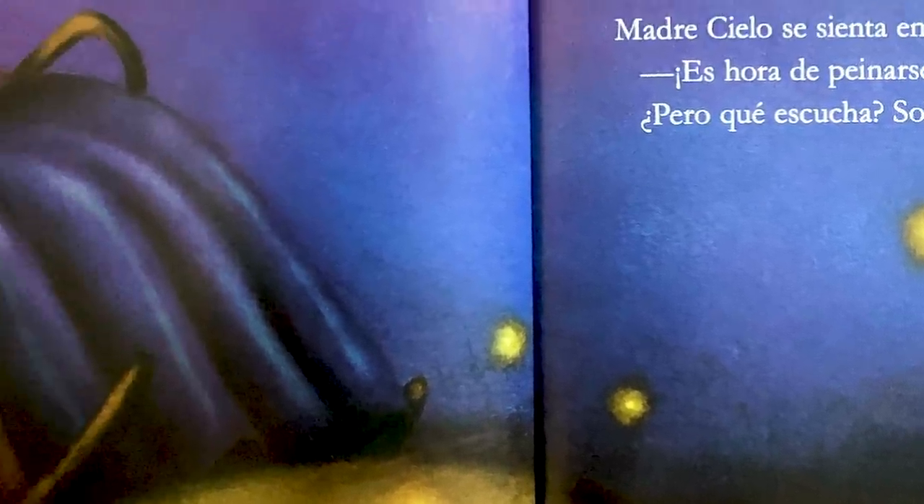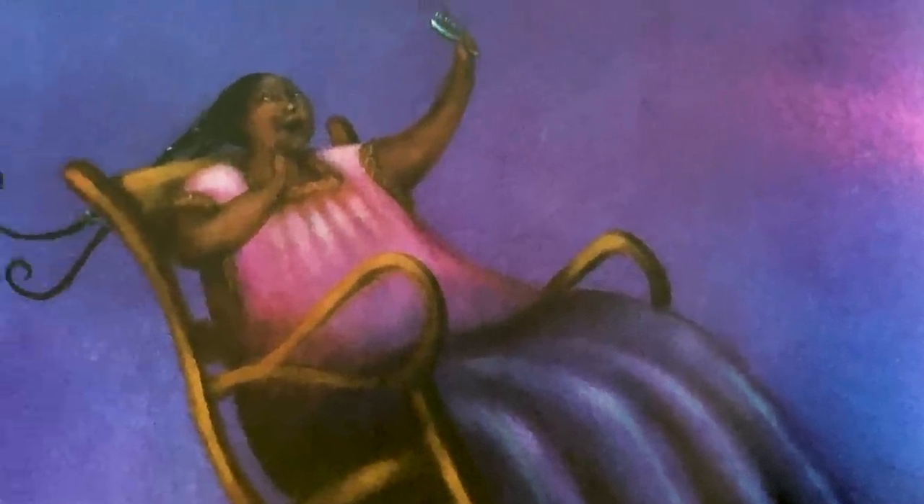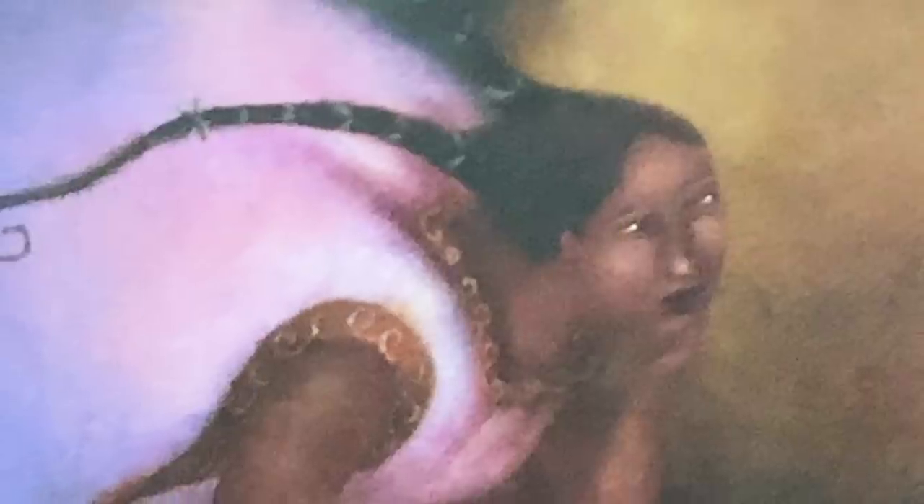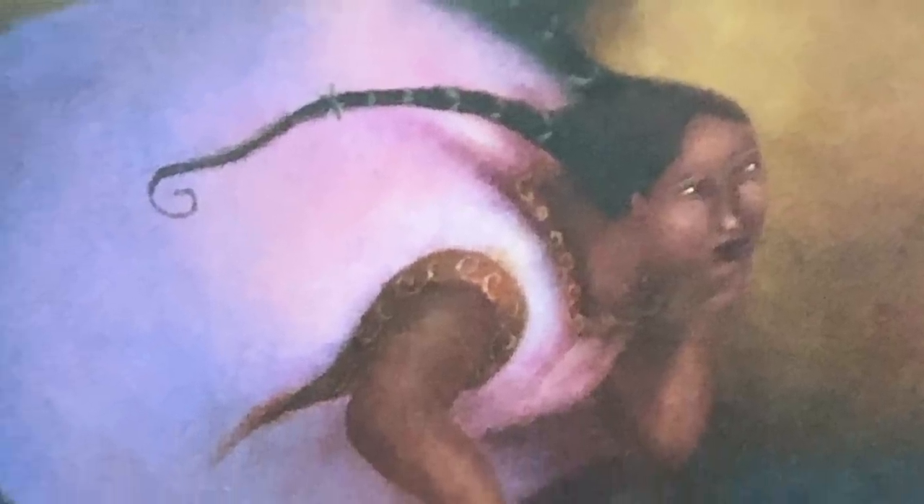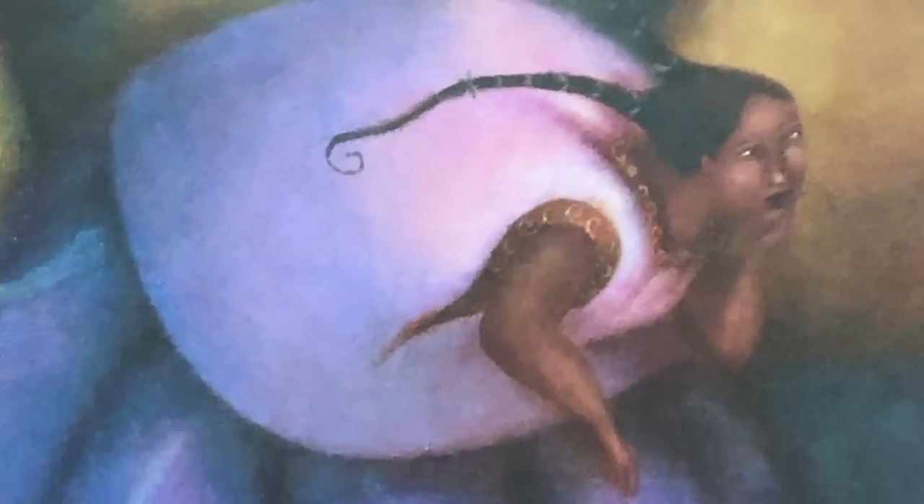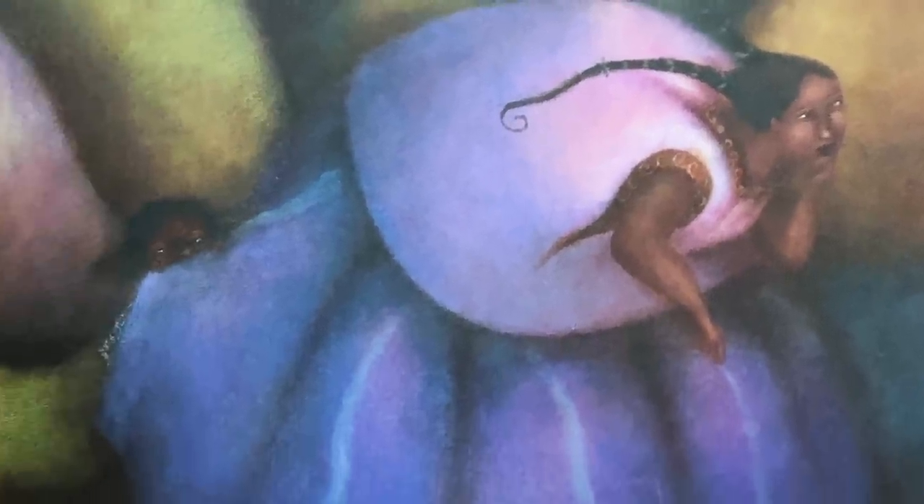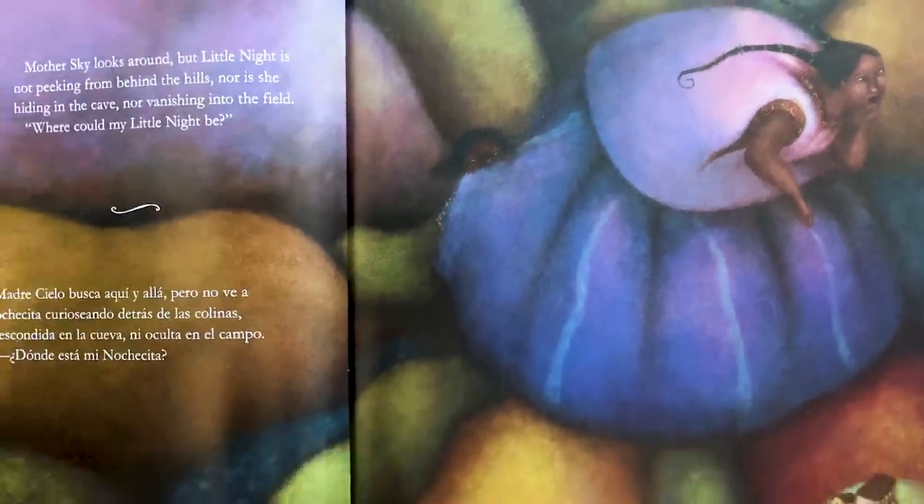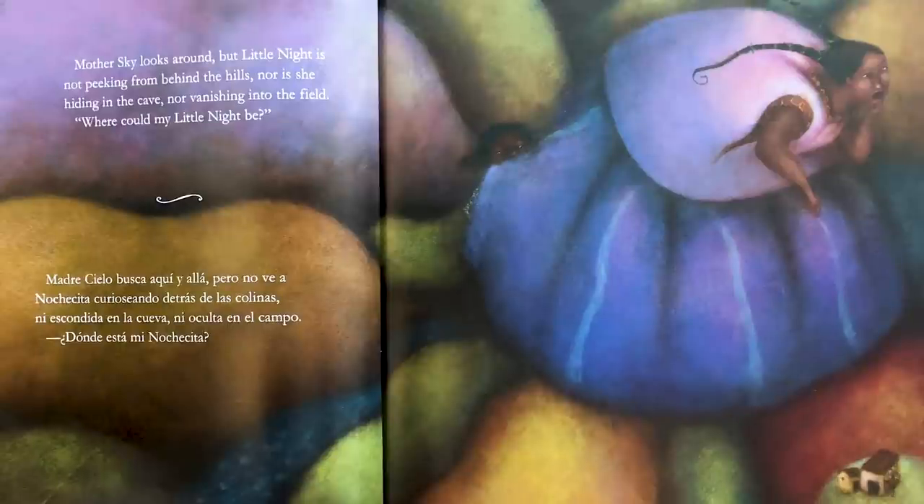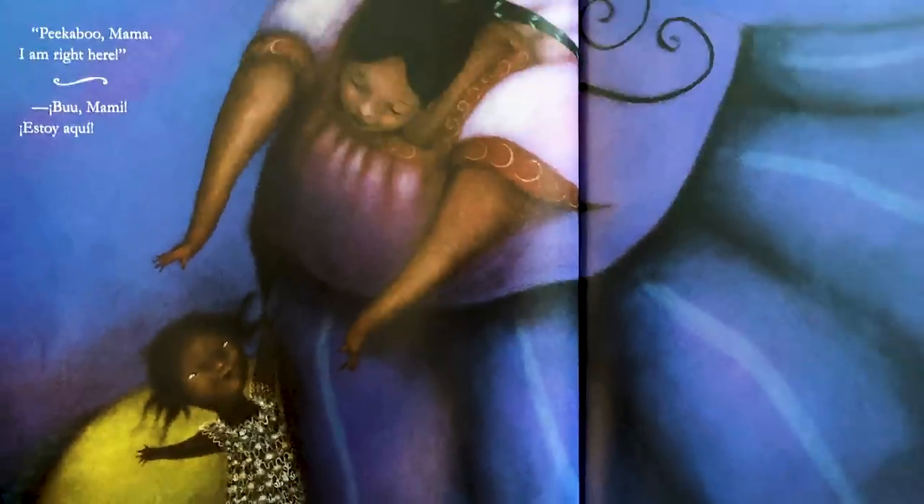As fireflies and moths come out, Mother Sky sits on her rocking chair, waving her comb. She calls, "Time to comb your hair, little knight." But what does she hear? Only the hushing of the balmy wind. Mother Sky looks around, but little knight is not peeking from behind the hills, nor is she hiding in the cave, nor vanishing into the field. Where could my little knight be? Peek-a-boo, Mama. I am right here.